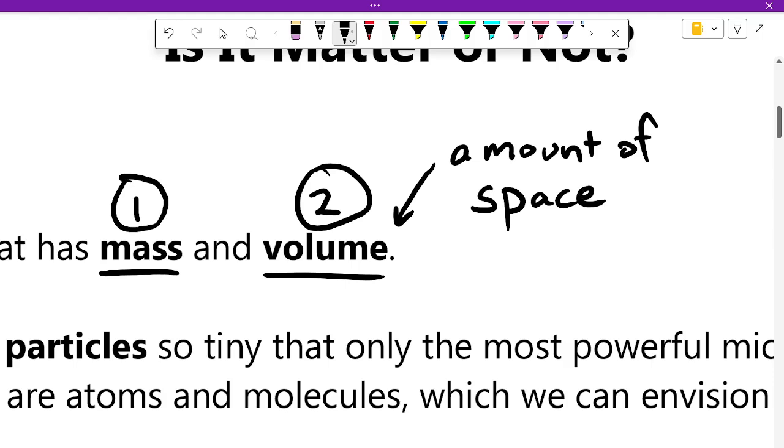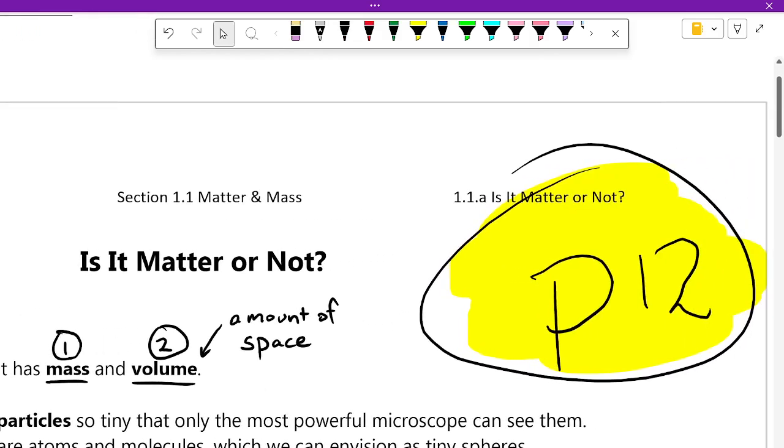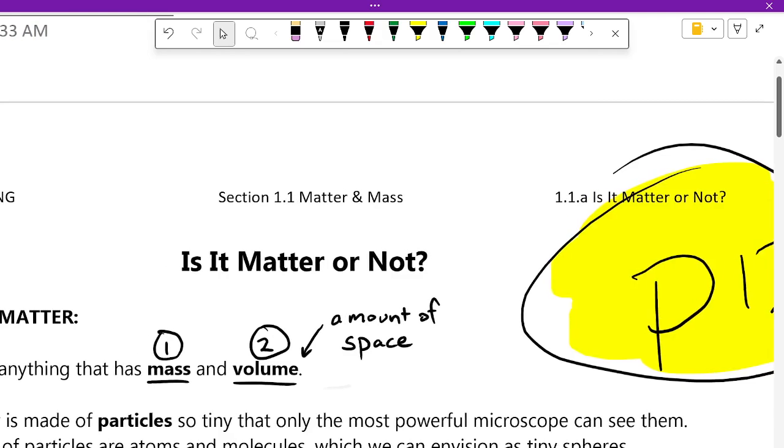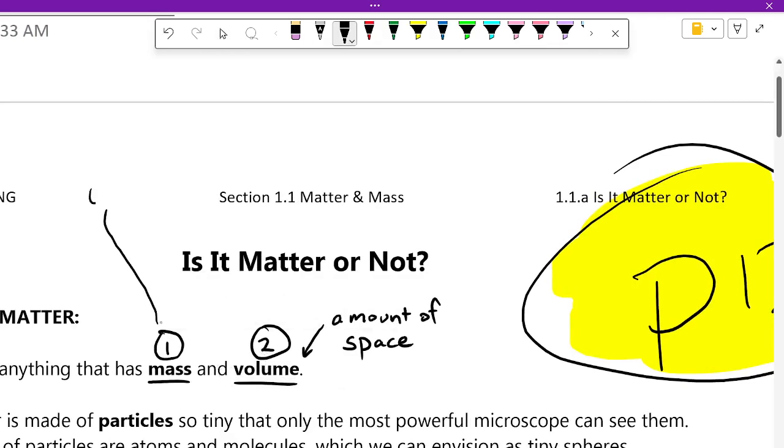So matter, number 1, it has mass. Number 2, it has volume. And volume is the amount of space it takes up. And just as a little preview of those units that we're going to be doing tomorrow, does anyone know the unit of mass? How would I know how heavy this is? Kilograms or grams. So the unit for mass is the kilogram or gram.